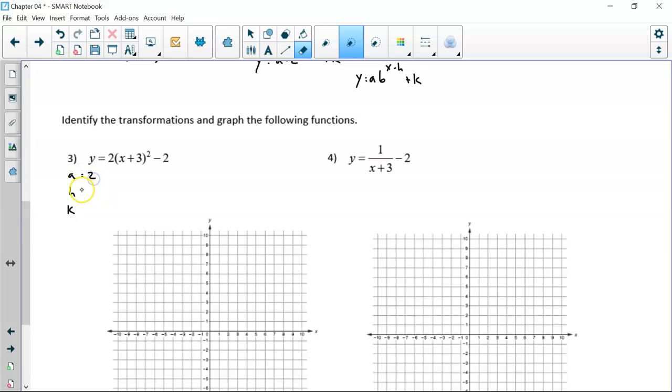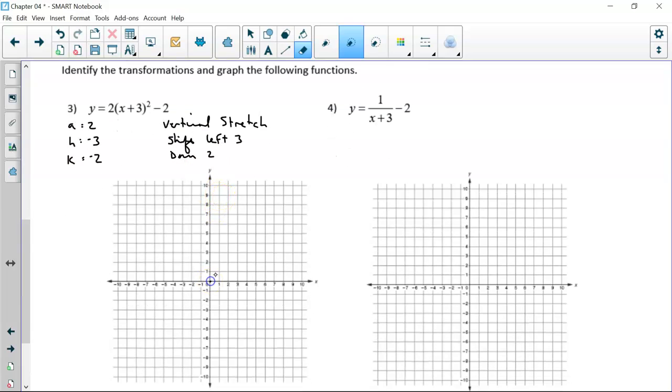A is 2. H, be careful of your signs. It's not 3, it's a negative 3. Change the sign for h, and k is a negative 2. So when a is 2, that means we have a vertical stretch. H is negative 3. We're going to shift left 3 and then down 2.